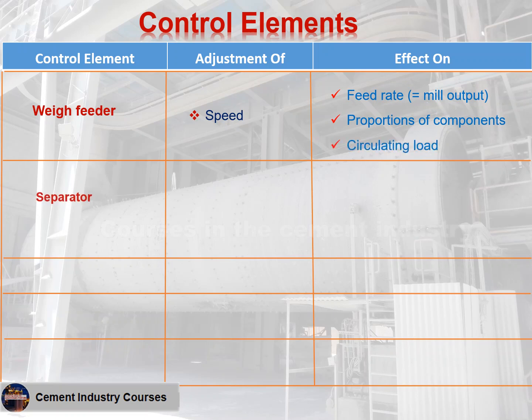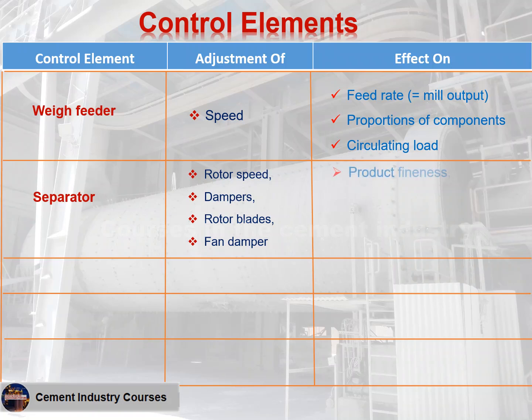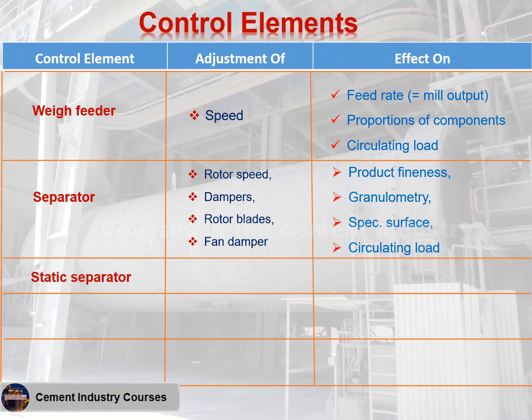Control element 2. Separator. Adjustment of rotor speed. Dampers. Rotor blades. Fan damper. Effect on: 1. Product fineness. 2. Granulometry. 3. Specific surface. 4. Circulating load. Control element 3. Static separator. Adjustment of position of vanes. Effect on granulometry of filter dust.